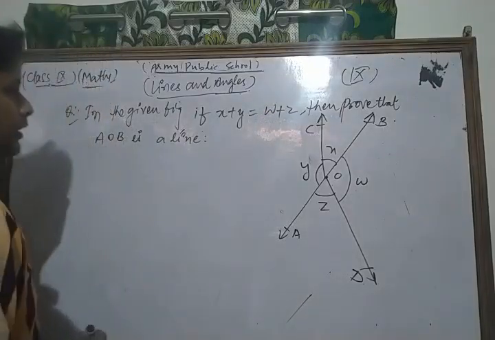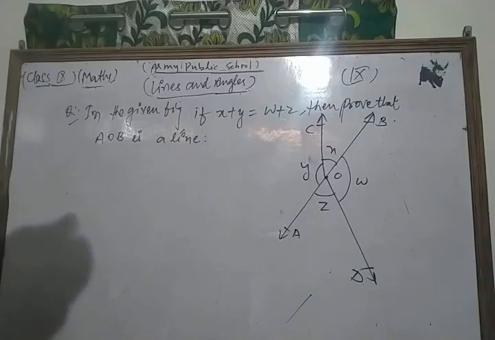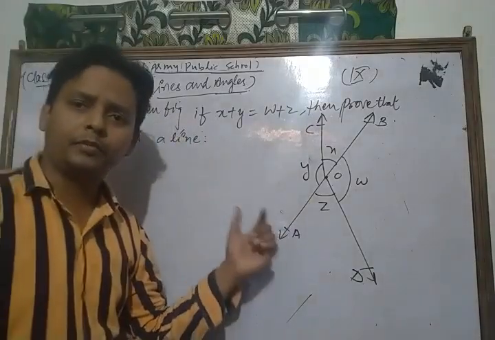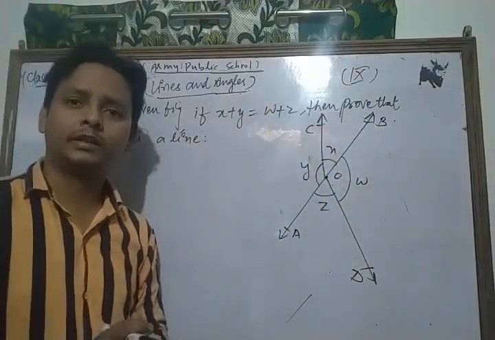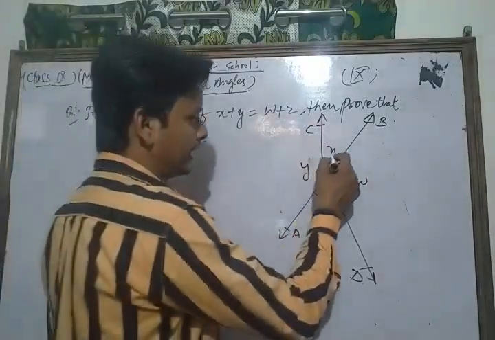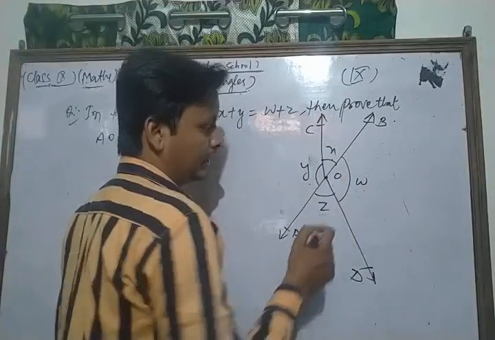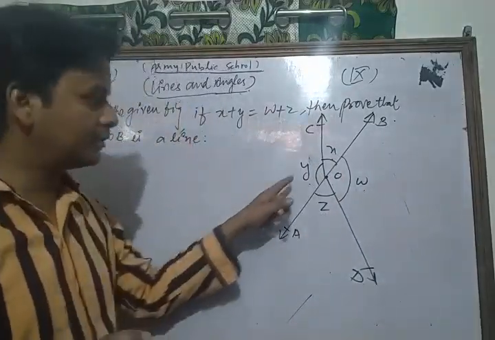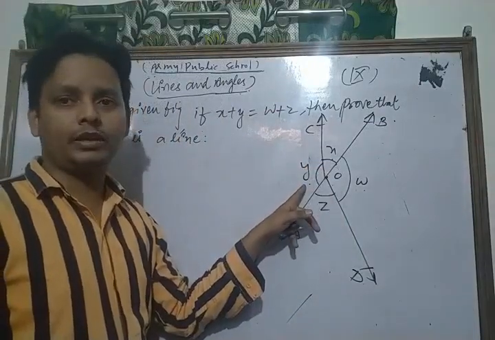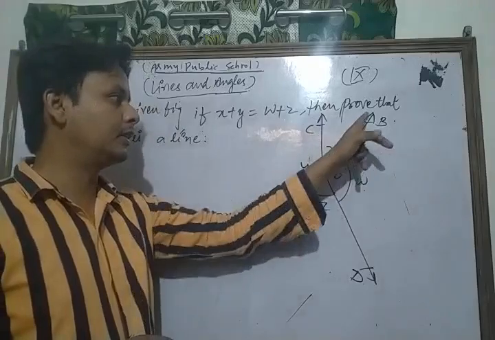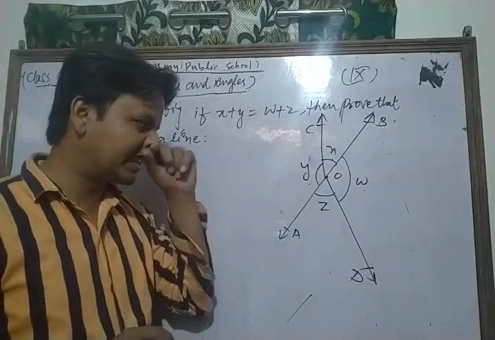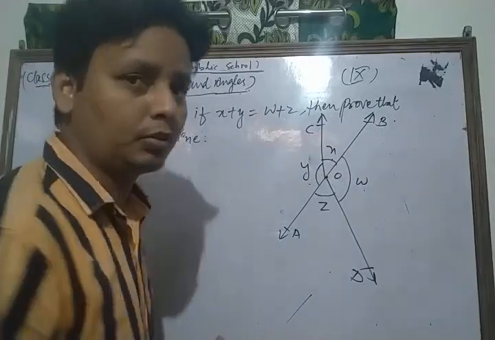Now let's see what we have to prove. We have to show that AOB is a straight line. Understand? AOB is a straight line if and only if the sum of the measures x and y, or w plus z, is 180 degrees. If we prove that the sum of angle x plus y, meaning angle AOC plus angle BOC, is equal to 180, then in that condition we can say that AOB is a straight line. So let's see its solution.